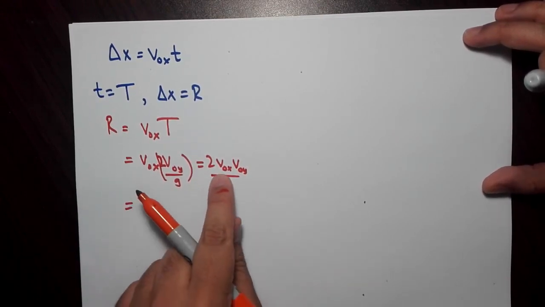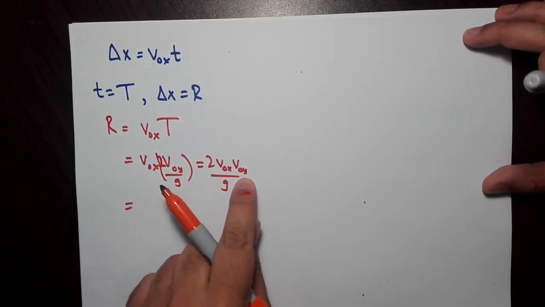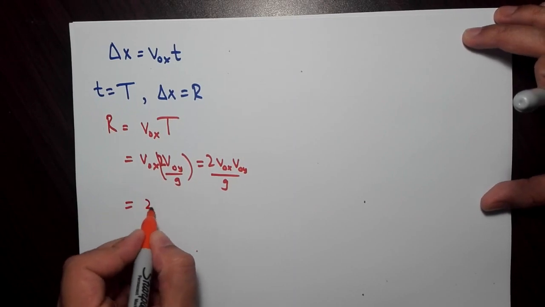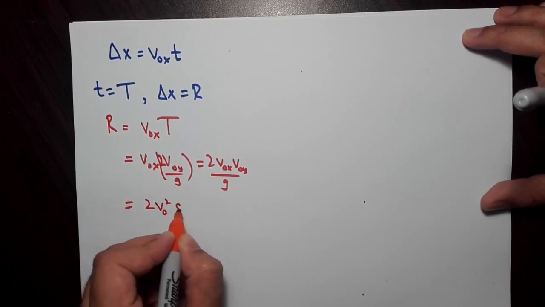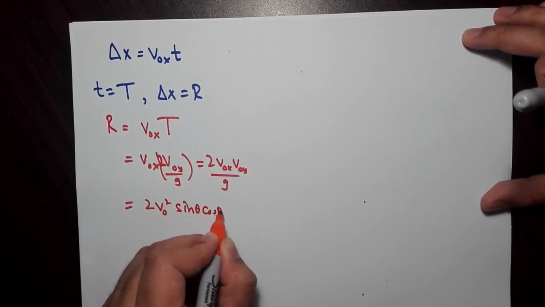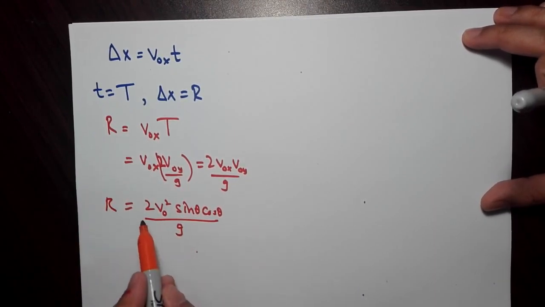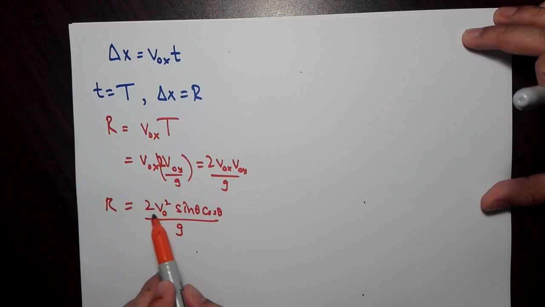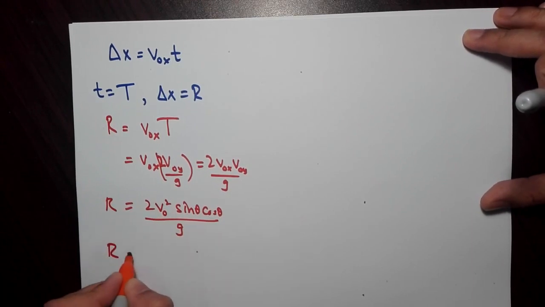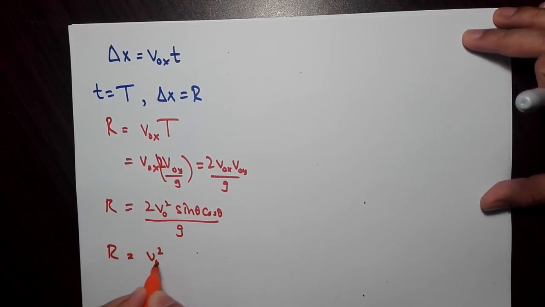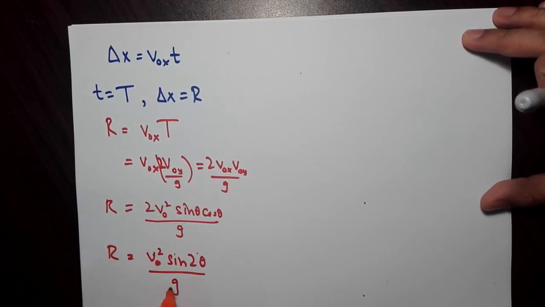Remember, now we're going to plug in v naught x is v naught cosine theta, v naught y is v naught sine theta, and that's divided by g. So you get 2 v naught squared sine theta cosine theta divided by g. So that's your range. And from trigonometry, you know that 2 sine theta cosine theta is sine 2 theta. So our range is v naught squared sine 2 theta divided by g.